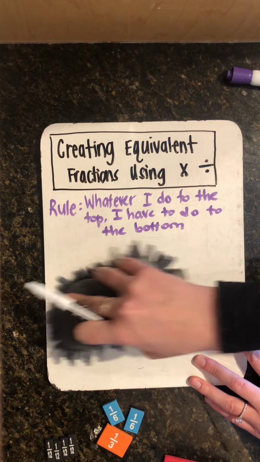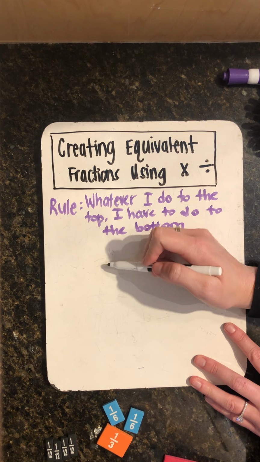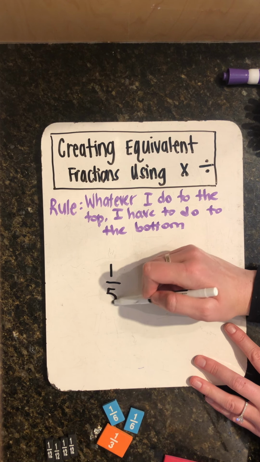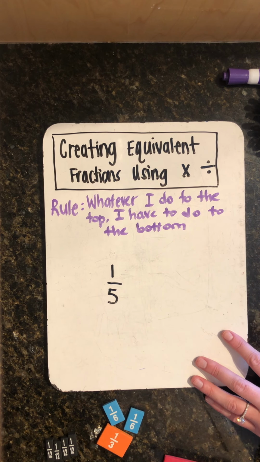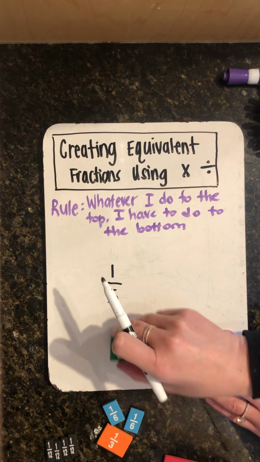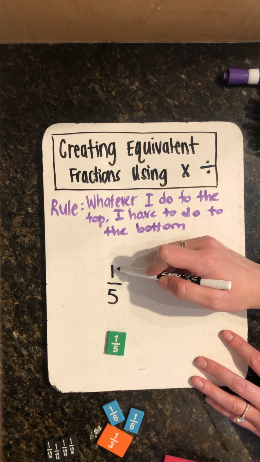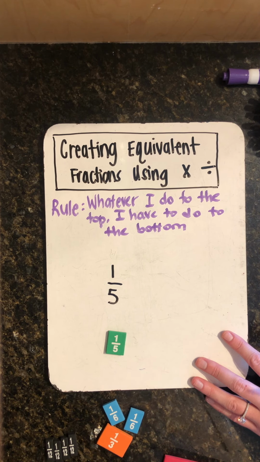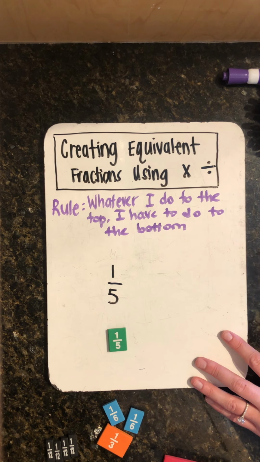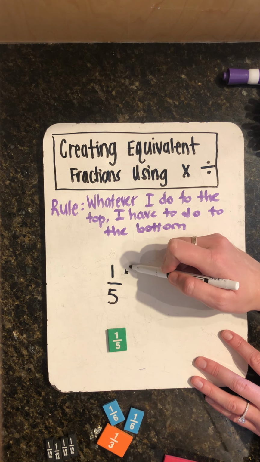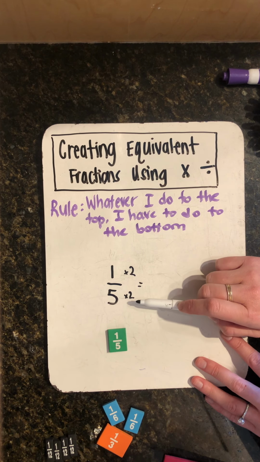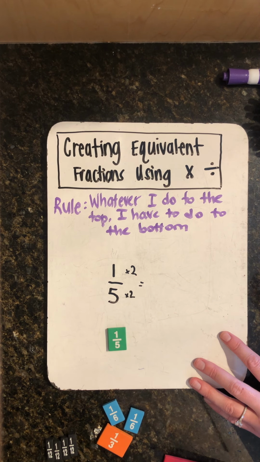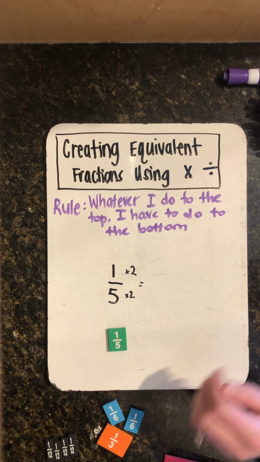Let's try another together. Let's try our fraction 1/5. Okay, now 1/5, I can't divide by anything because I have a 1 as a numerator, which means it's already in its unit form, right? 1/5, I can't divide by anything other than 1 without getting the same fraction. So I'm going to multiply. I'm going to multiply by 2. Okay? I know that whatever I do to the top, I have to do to the bottom if I'm using multiplication or division to create an equivalent fraction.